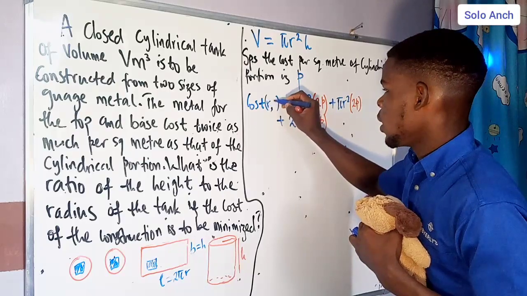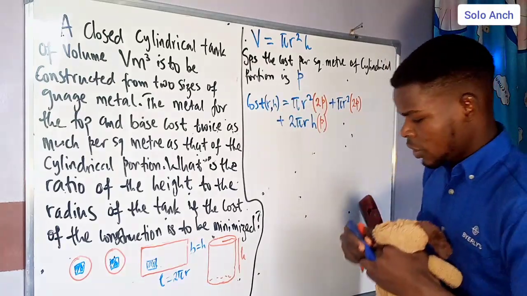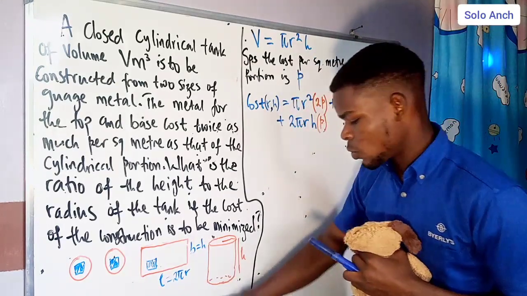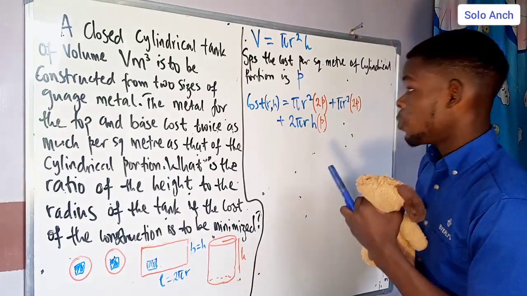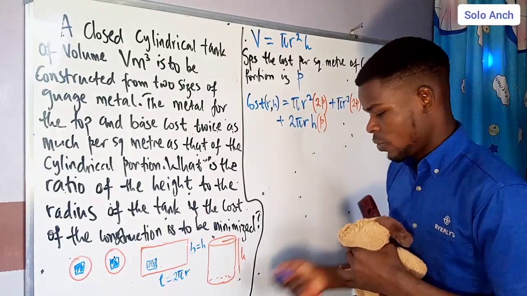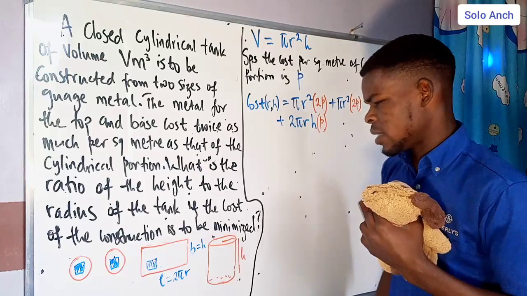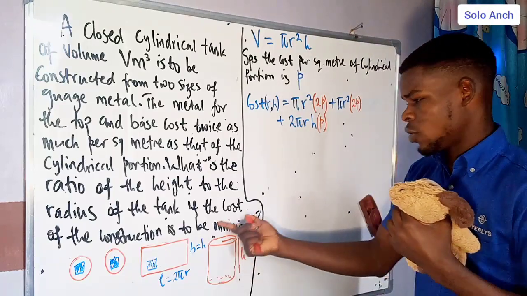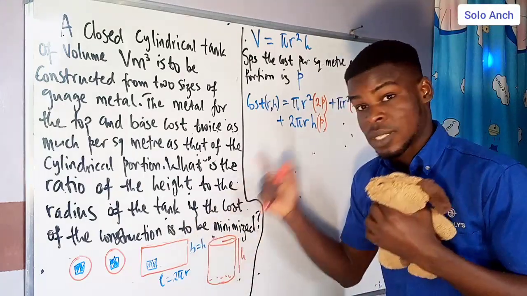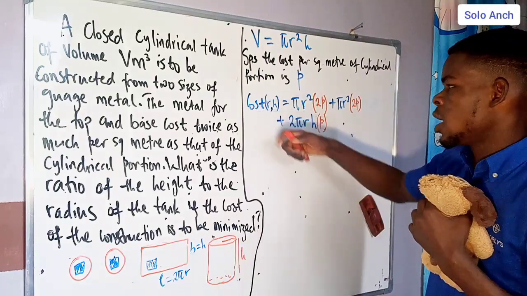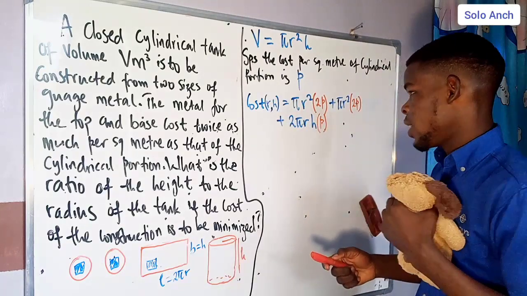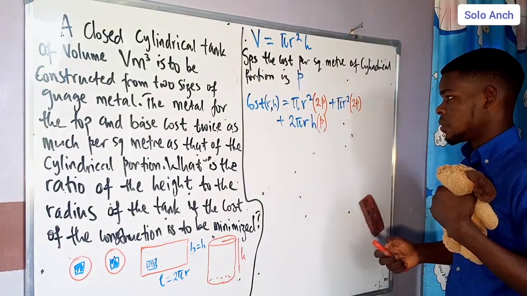So let's put it here, R, H. But as you can see, that right there depends on two variables. That is our objective function, this cost function, because that's the function we want to minimize. That is the cost of the construction, the cost we want to minimize. So I'm using cost. Maybe I should even use C for the cost, but it's okay like that.